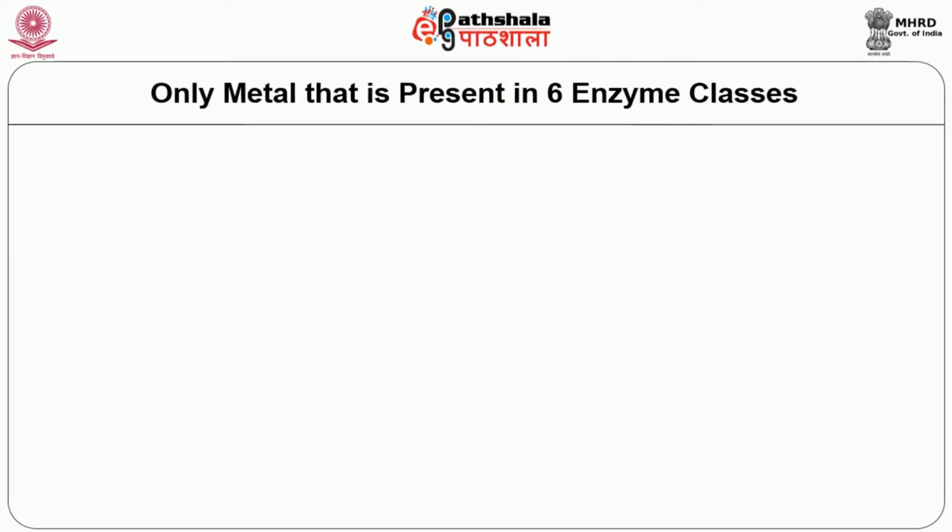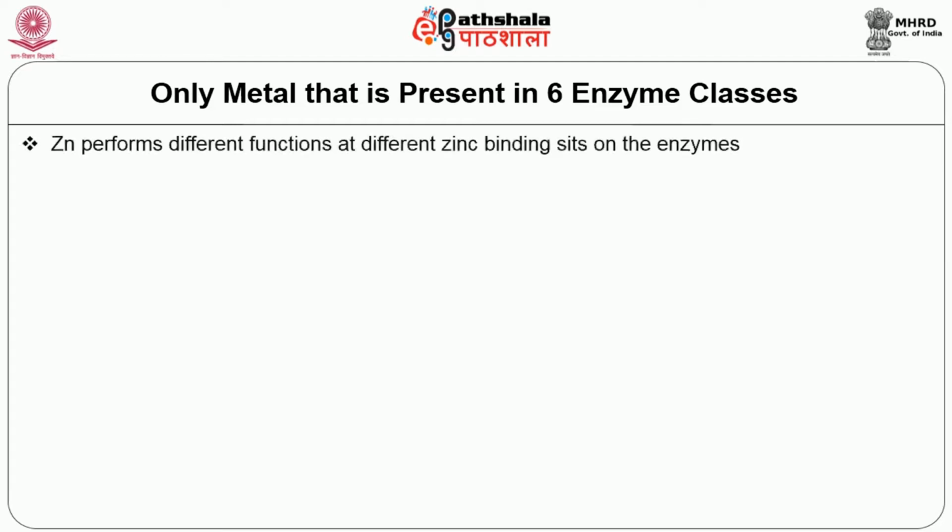So, when you have low zinc status, you will be susceptible to infection and inflammation. This is the only metal that is present in 6 enzyme classes. Among the enzymes involved in biological processes there are 6 types, and this is the only metal required for all 6 classes of enzyme for their function. So, it is very vital for enzyme function. Zinc performs different functions at different zinc binding sites on enzymes.